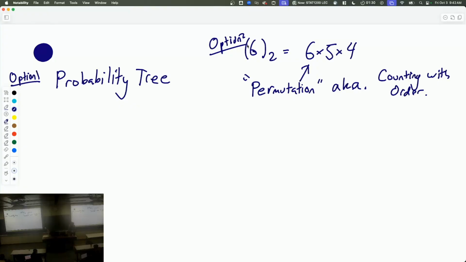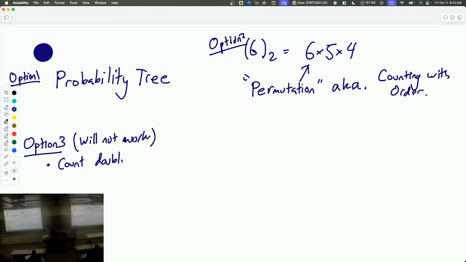I'll give you an option 3, which does not work. Option 3, don't do this. Will not work, but is a good try. So one thing you could try to do is count ways that things could go together. So you could say, like, count doubles and triples, and this will turn into a hard problem. So sometimes in probability, you have multiple ways to do it, but some of them are a lot of work. Maybe I should say it instead of will not work. Maybe that's too pessimistic. Will be extra effort.